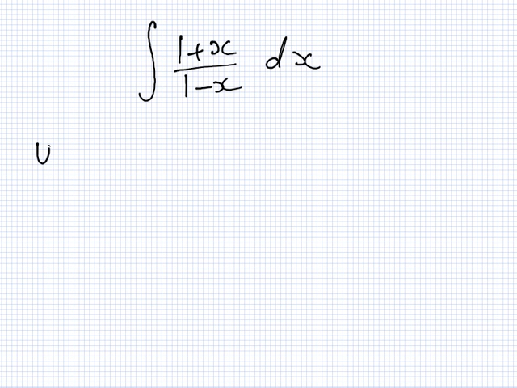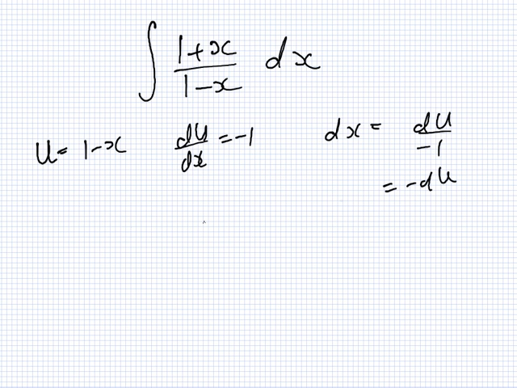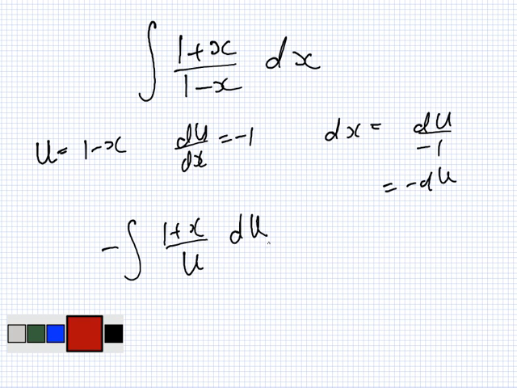So, what do we let u equal to? 1 minus x. So du over dx equals minus 1, which means dx equals du over minus 1, or in other words, minus du. So this becomes 1 plus x over u times minus du. Now there is a small problem here. This is integrating u, but here we have x. We need to have only u. How can we fix it?